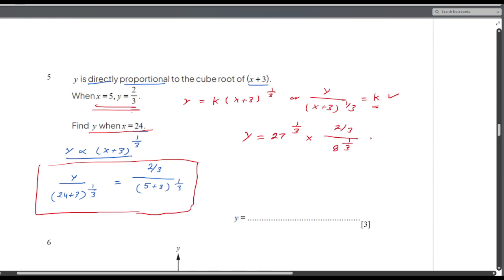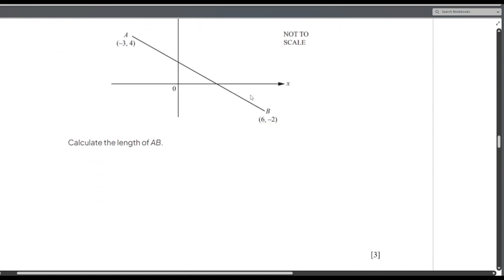Okay, so this will be equal to, now 27 power 1 by 3 is 3 times 2 by 3, divided by 8 power 1 by 3, which is 2. Divide, I can write as multiply by the reciprocal. So I will say 2 by 3 times 1 by 2. Now the 2 and 2 will cancel, the 3 and 3 will cancel. So the final answer is equal to 1. So y is equal to 1 here. Okay, y is equal to 1.